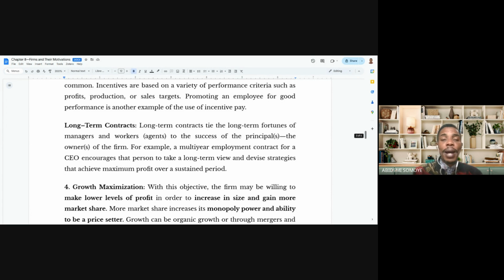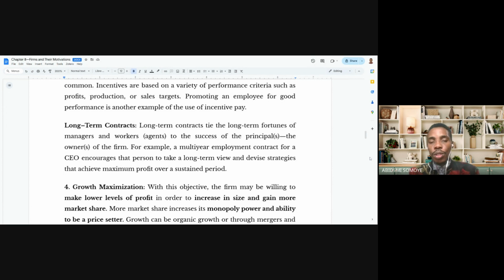So if they are made part owners, or you give them long-term contracts, or from time to time you give them incentive pay, it will be in their subconscious that they are also working for themselves. Because if you are a part owner of the business, you would also want to engage in business activities that will ensure that the business grows.